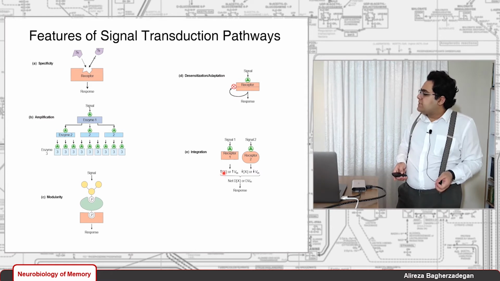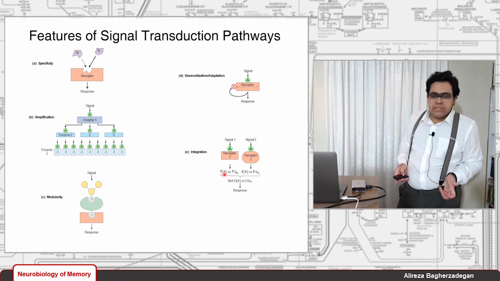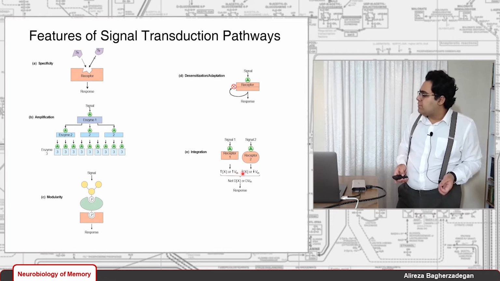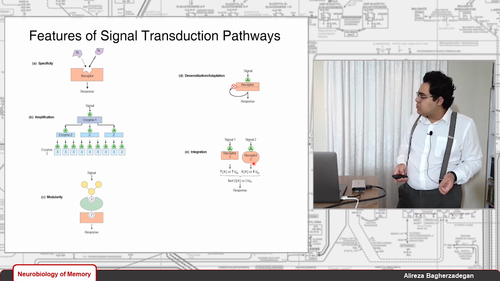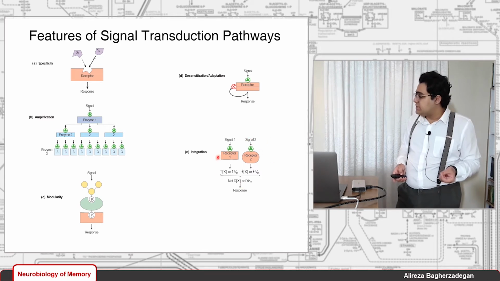Its effect is to, for example, increase the concentration of substance X or increase the membrane voltage or membrane potential. The signal 2 is received by receptor 2. At the same time, it has completely opposite effects. For example, it decreases the concentration of substance X or it decreases the membrane potential. But the response is going to be based on the net result of these two signals, or net result of these two signal transduction pathways.